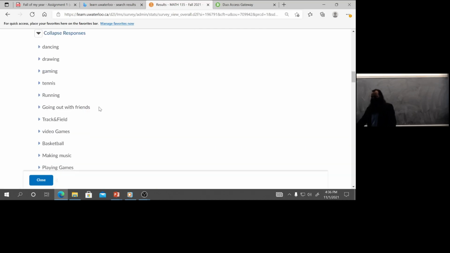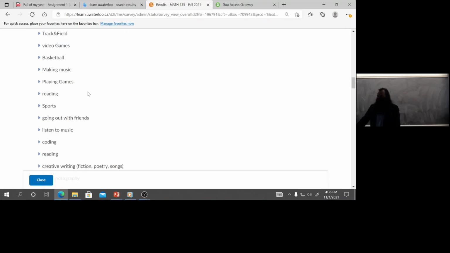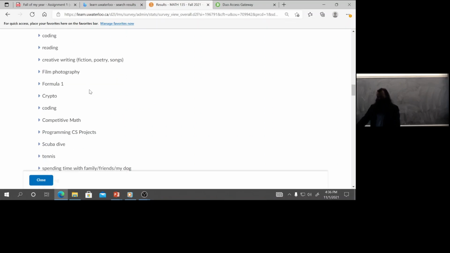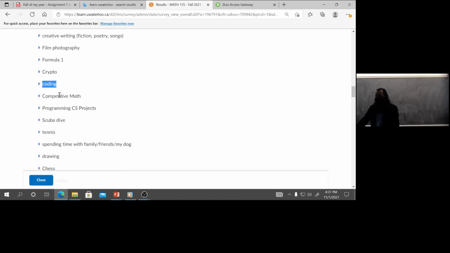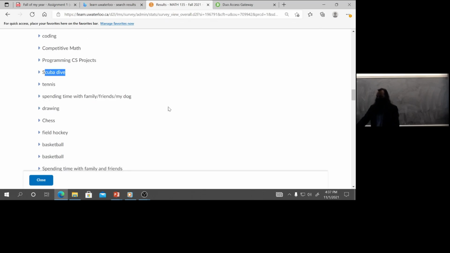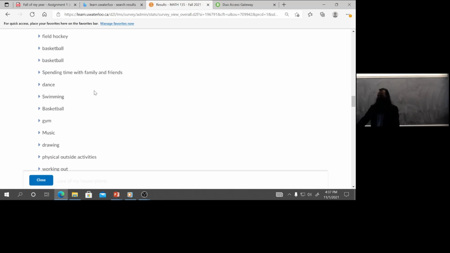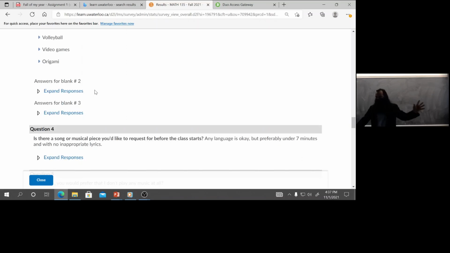All right, let's see. We have a very diverse group of students here. We have dancers, drawers, gamers, tennis players, runners, going out with friends, basketball players. Very cool. It's very cool to have such a diverse group of people here at Waterloo. Crypto, coding, competitive math, programming CS projects, scuba diving, cool. Chess, basketball, dance, gym, baking. We have a little bit of everyone here.